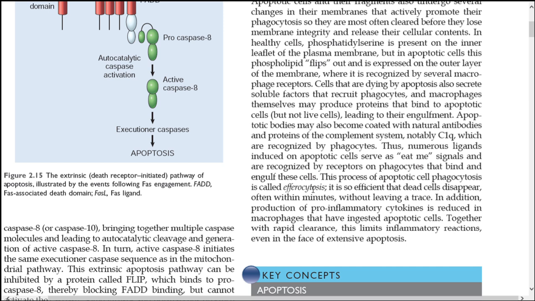Next, let us see what is efferocytosis. See here, the numerous ligands which are induced in apoptotic cells serve as eat me signals and are recognized by the receptors on the phagocytes. Receptors on phagocytes get the eat me signal from the numerous ligands bound to apoptotic cells. Okay, so the process of apoptotic cell phagocytosis is called efferocytosis. This is very important. It is so efficient that dead cells often disappear within minutes without leaving a trace. So that's it.